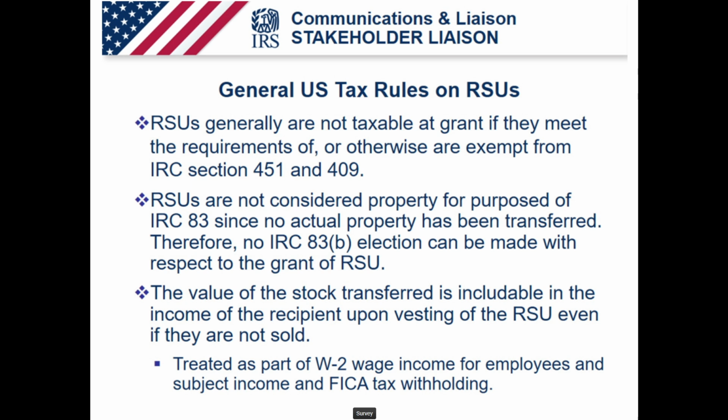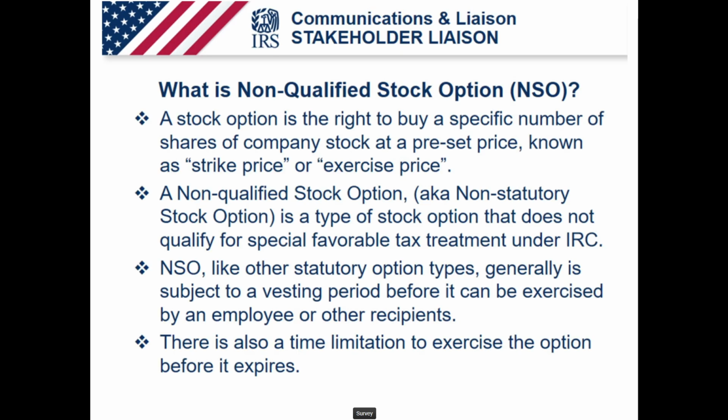Typically, the value of the stock transferred is includable in the income of the employee upon vesting of the RSU, and it is taxed as ordinary income at federal and state tax rates, with tax due once the RSU becomes vested and is assigned a value. Upon vesting, the fair market value of the RSU is includable on the W-2 form. Next, let's discuss non-qualified stock options, NSOs.